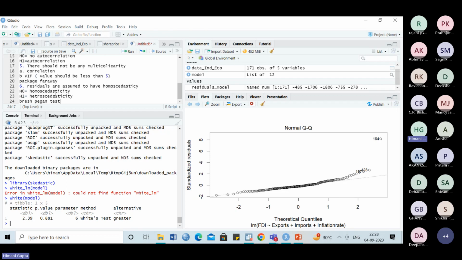Now, any doubt till here? Yes, any doubt? No, madam. No, madam. Okay, let's move to Stata fast.